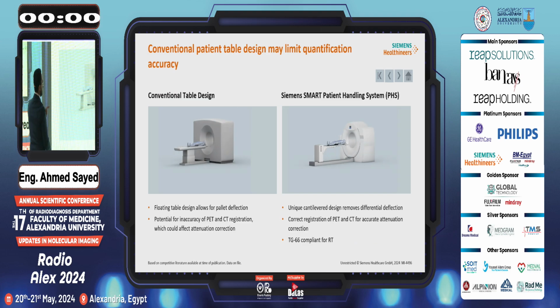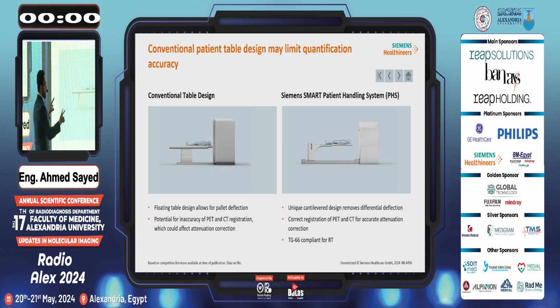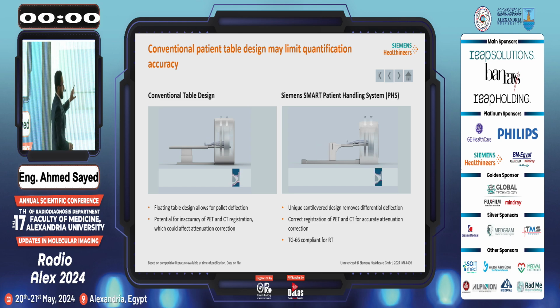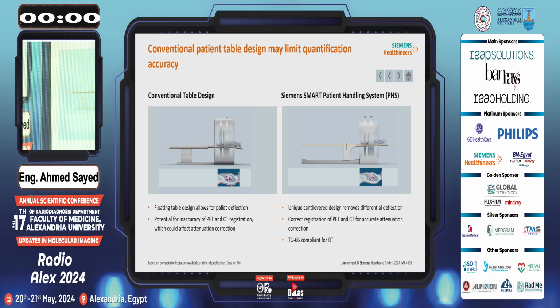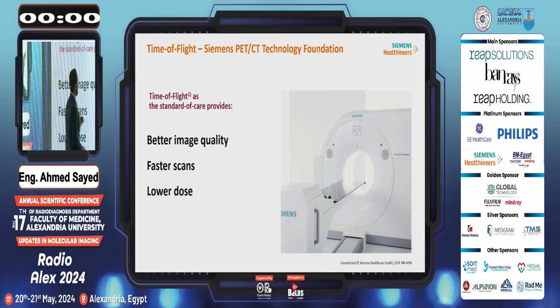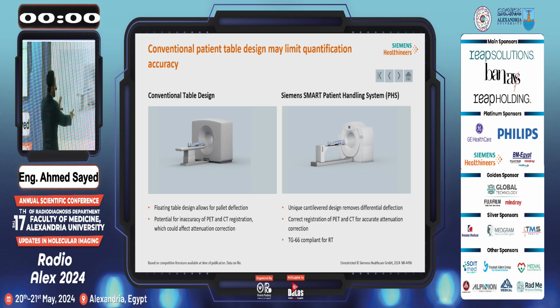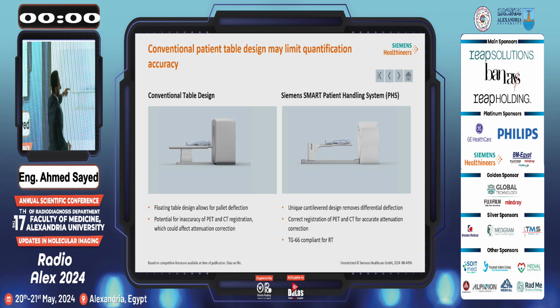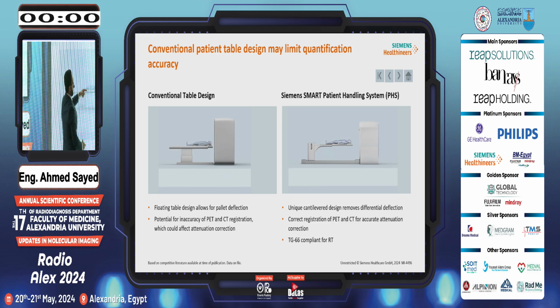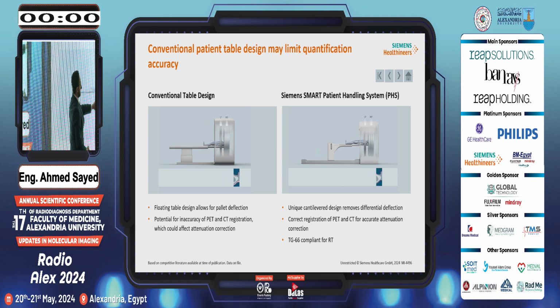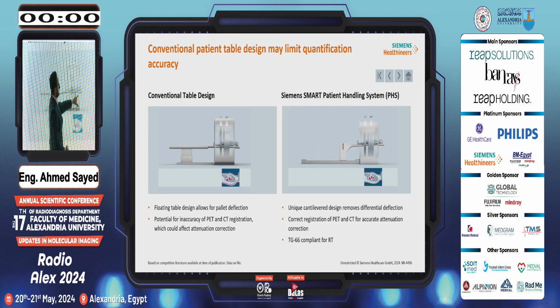Conventional bed table design. There are two designs for the patient handling system or the table for the system. This is a conventional one. This is our Siemens one. You can repeat this slide. Please focus on the first one. The patient goes through the system to be acquired for the CT part, then goes to the PET part.